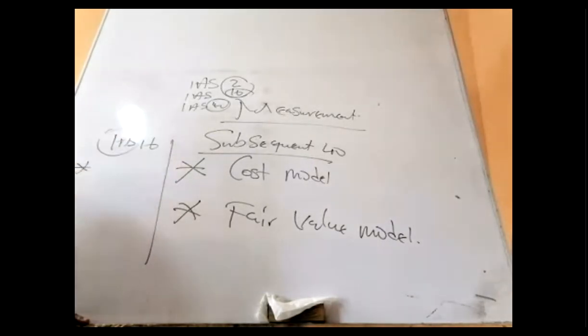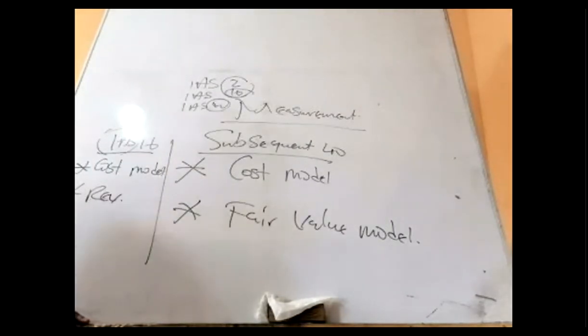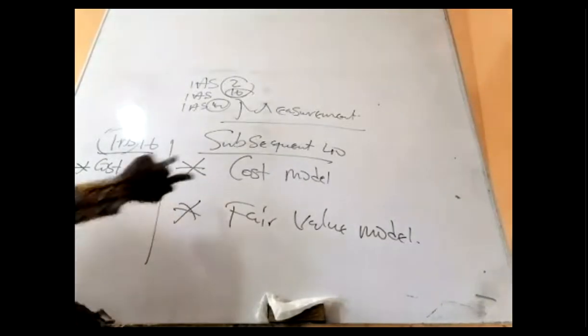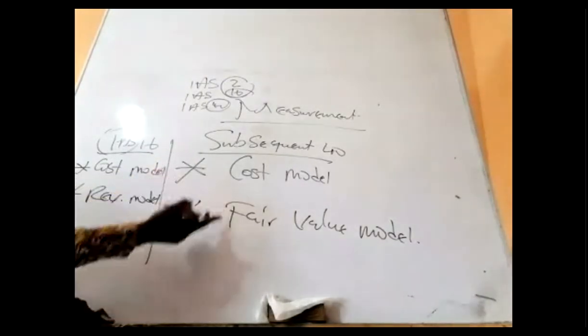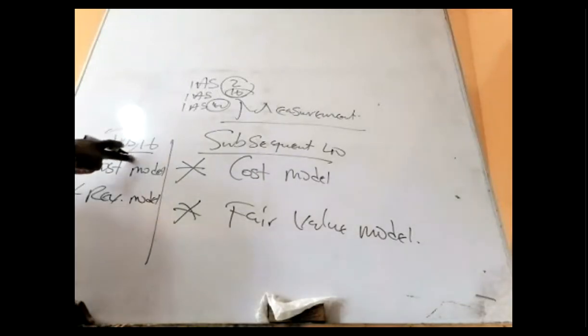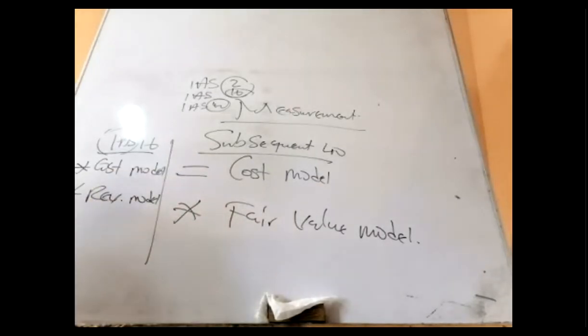So IAS 16, good. We have the cost model, and we also have the revaluation model. Under IAS 16, we look at the cost model and revaluation model. But under IAS 40, we look at the cost model and fair value model. However, there's good news: the cost model under IAS 16 is the same as the cost model under IAS 40, so there's no difference.